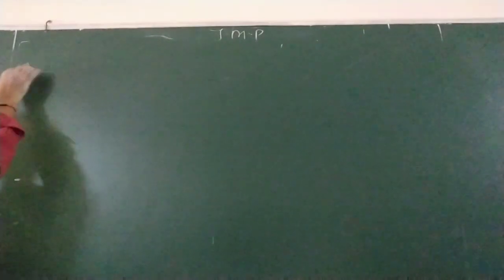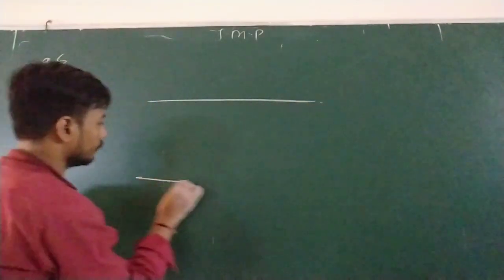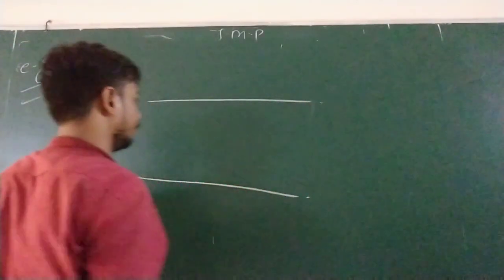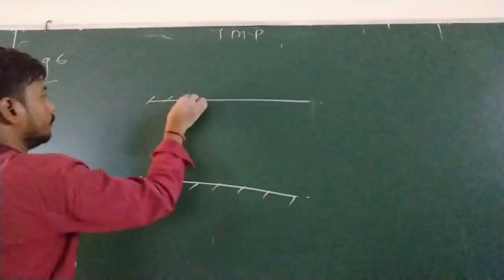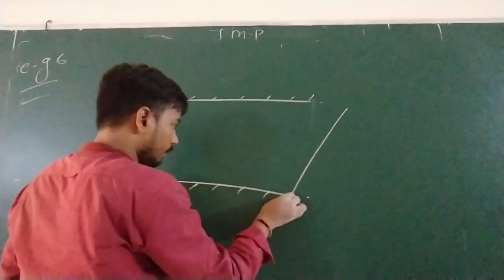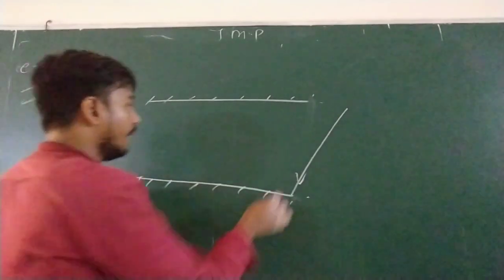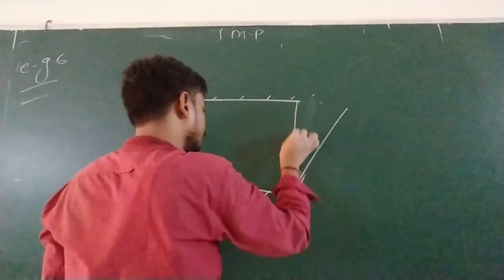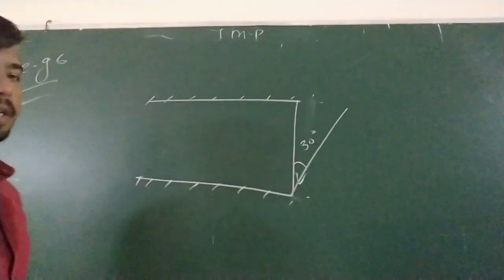See here, another problem, sir. Example 6. Here they like this. These are two plane mirrors, and light is incident on this one at an angle of 30 degrees with the normal.